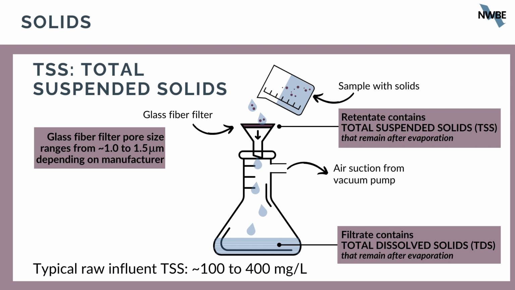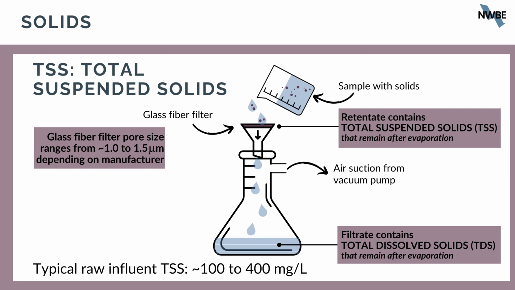This diagram shows how TSS is measured. Basically, a known quantity of wastewater sample is passed through a prepared and weighed glass fiber filter paper with the help of a vacuum pump. After filtering, the filter paper, along with the solids retained on that filter, are dried at 104 degrees C until all of the water is evaporated. And the solids remaining after evaporation are considered TSS. The solids that pass through the filter into the flask are TDS. Again, that's total dissolved solids.